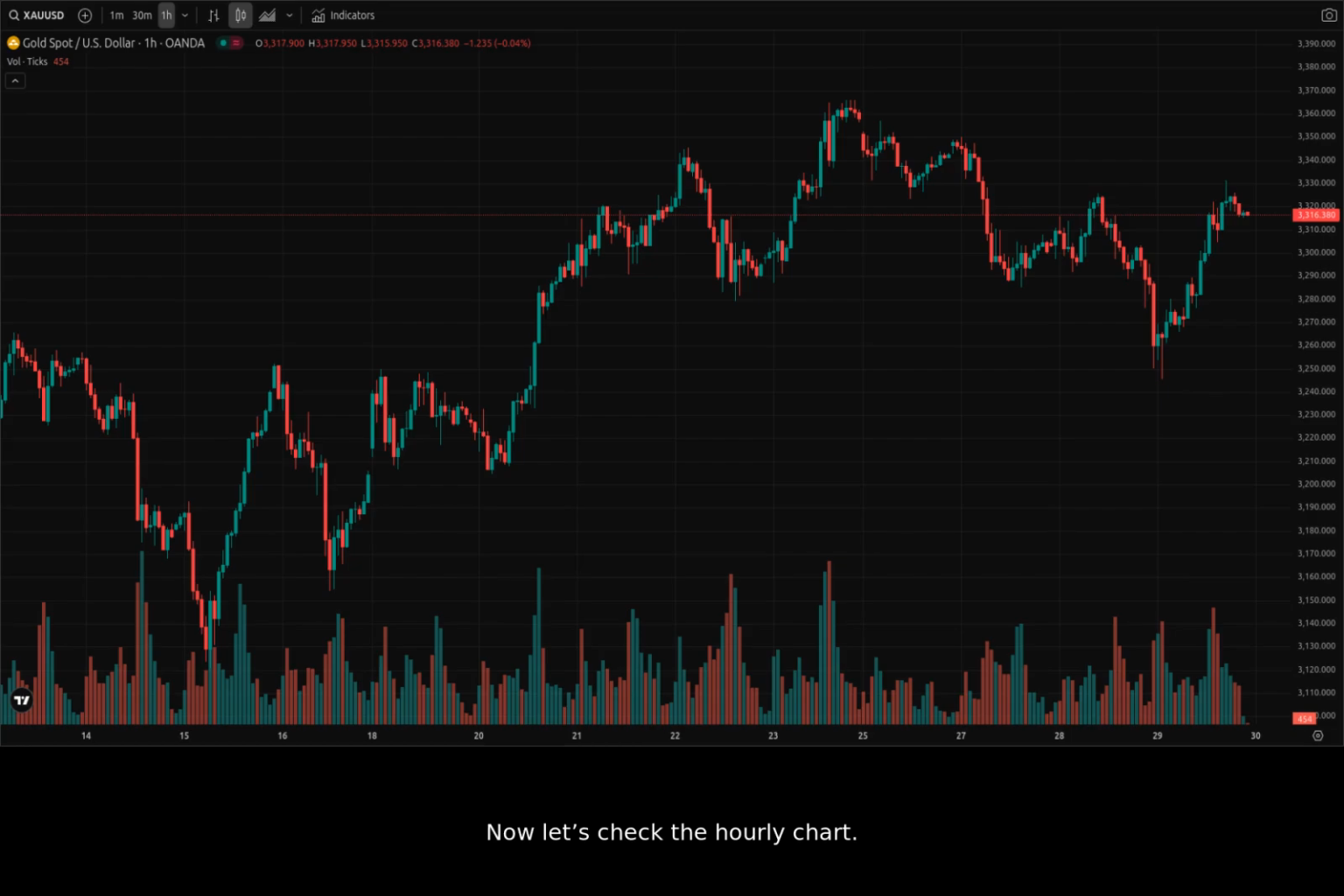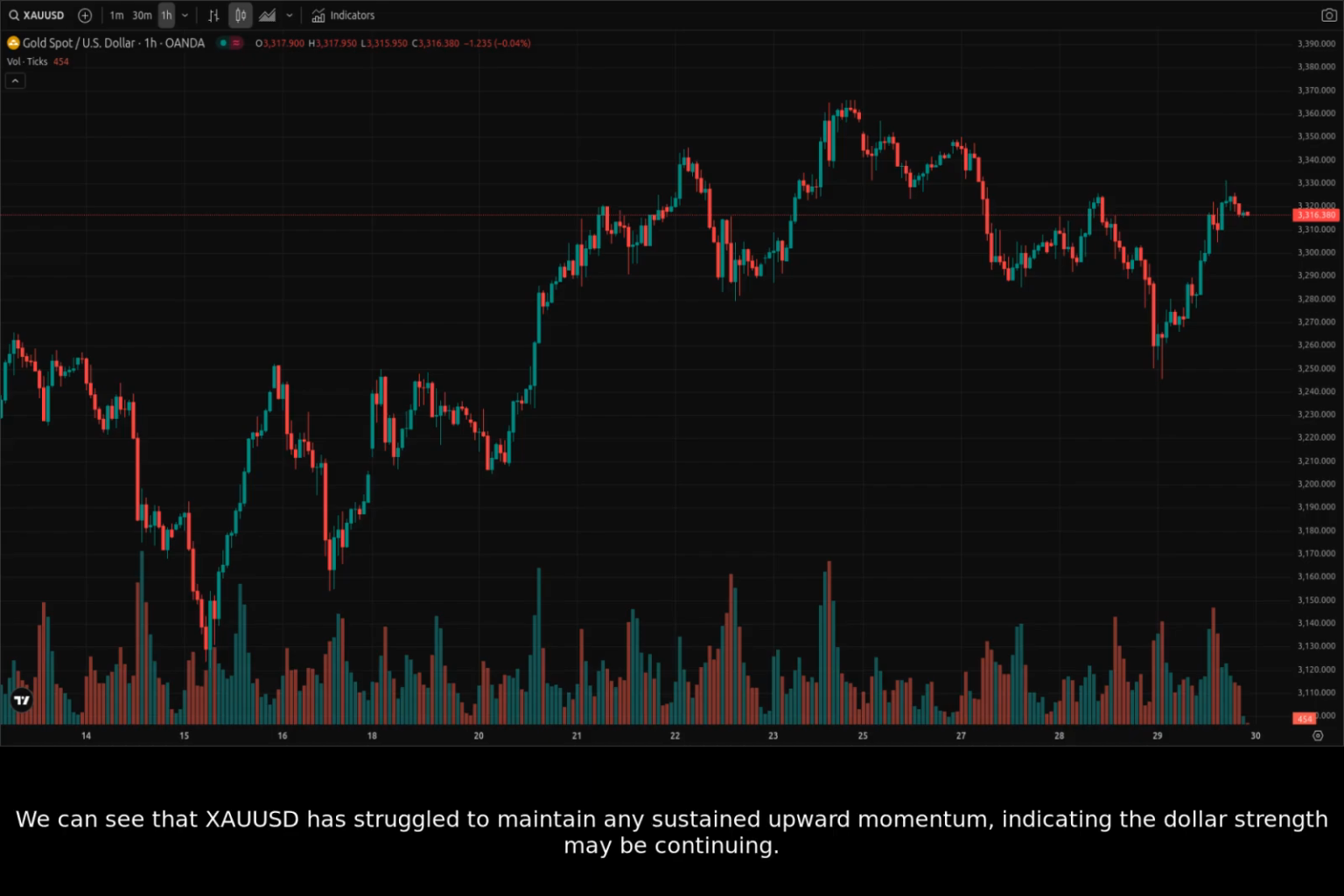Now let's check the hourly chart. On the 1-hour chart, we can see more granular price action. This chart helps identify shorter-term trends and potential entry/exit points. Notice the choppy price movements in the last few days, indicating some indecision in the market. We can see that XAUUSD has struggled to maintain any sustained upward momentum, indicating the dollar strength may be continuing.